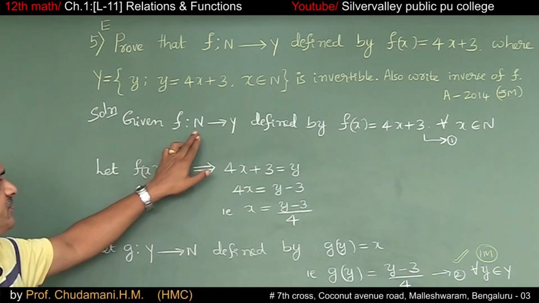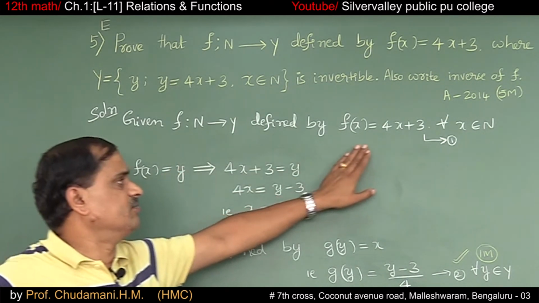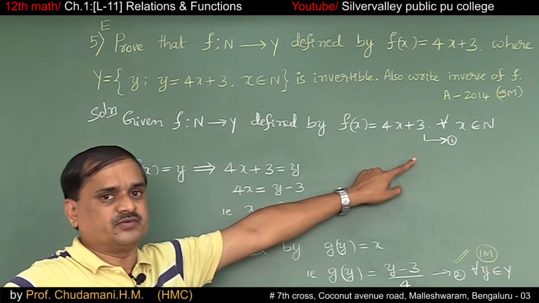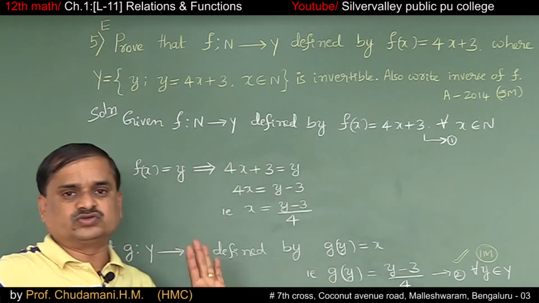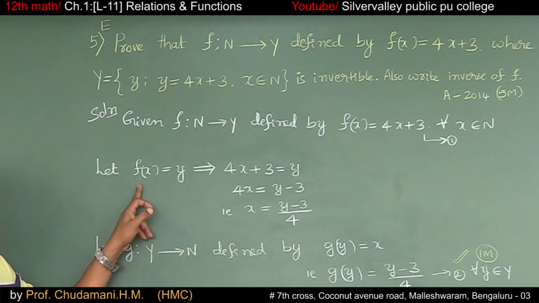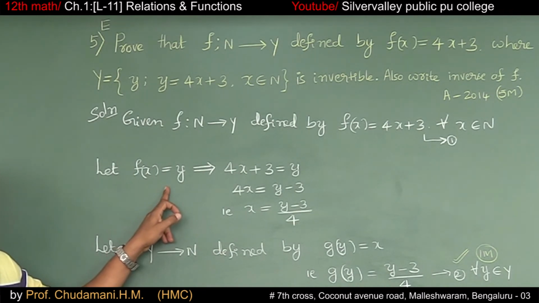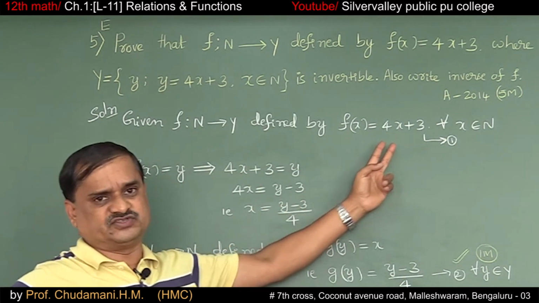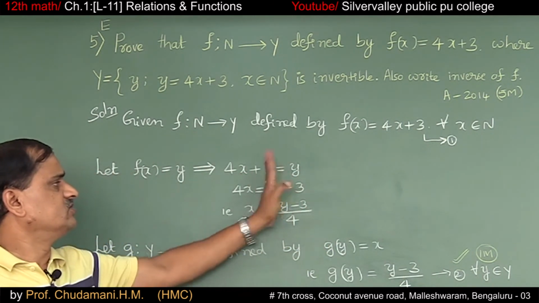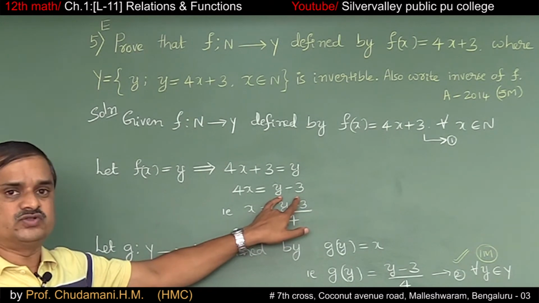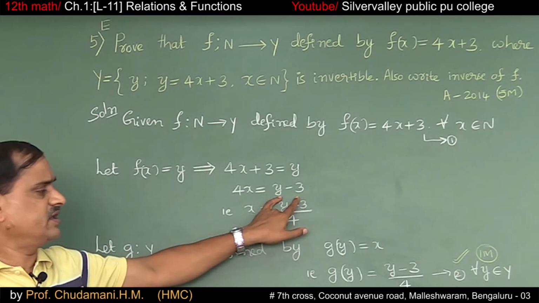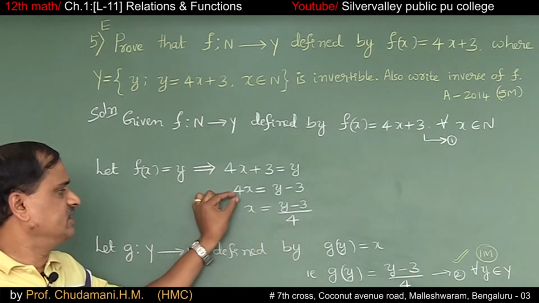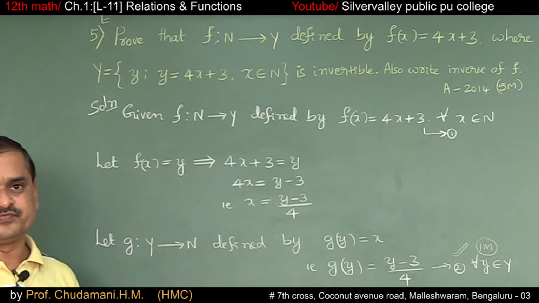Given F from N to Y defined by F of x is equal to 4x plus 3. Say this is equation 1, for all x belongs to the domain. Now let us assume F of x is equal to Y. What is F of x actually? 4x plus 3 is equal to Y. 3 to the other side, 4x equals y minus 3. Solve for x means divide by 4. x is equal to y minus 3 divided by 4.